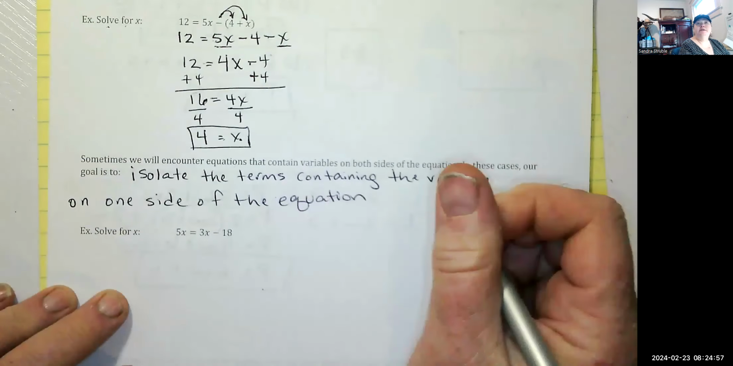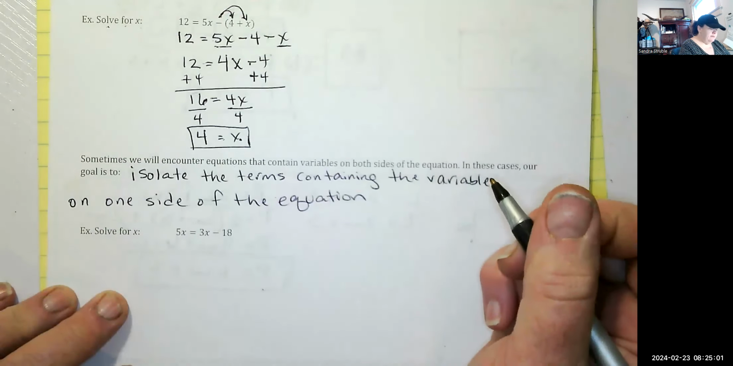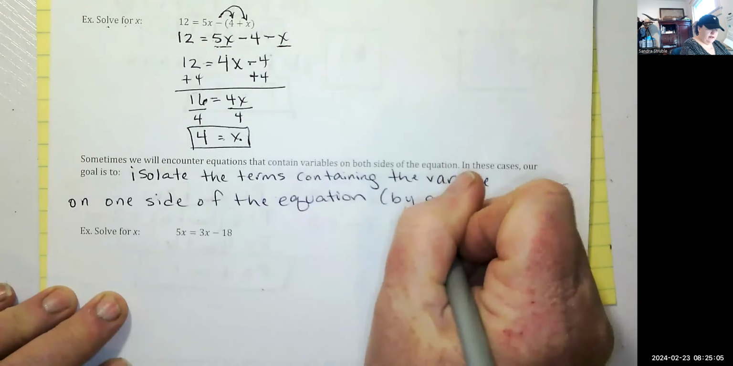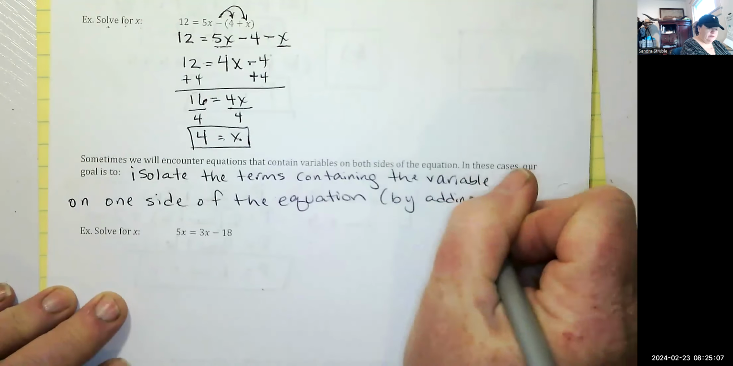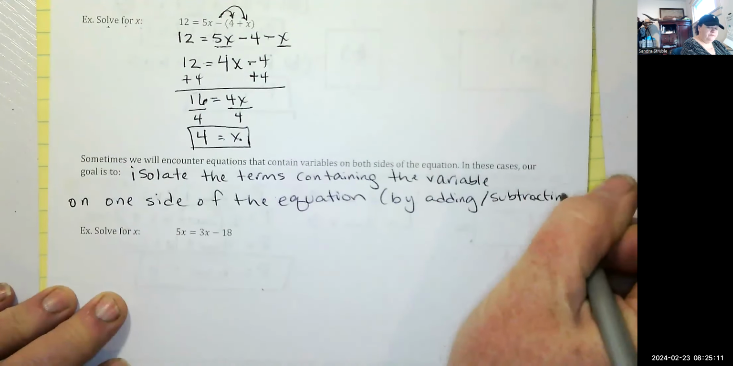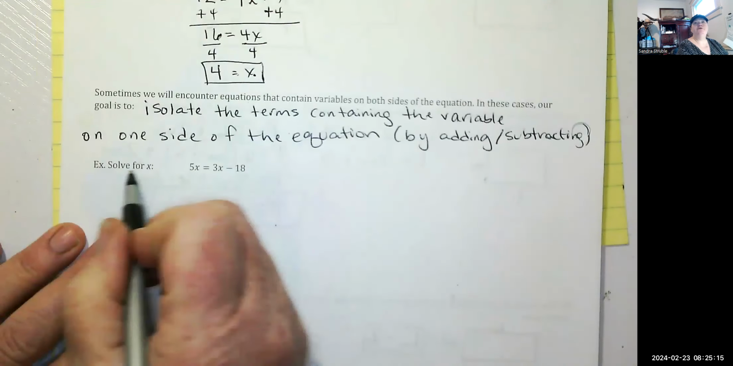And you can do that by adding, subtracting, multiplying, or dividing. In this case, we're adding and subtracting. You can do all of it. The main thing is to get the x, or the variable, by itself. So solve for x.